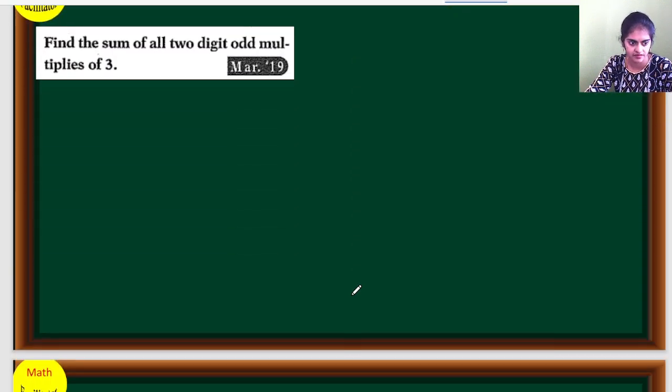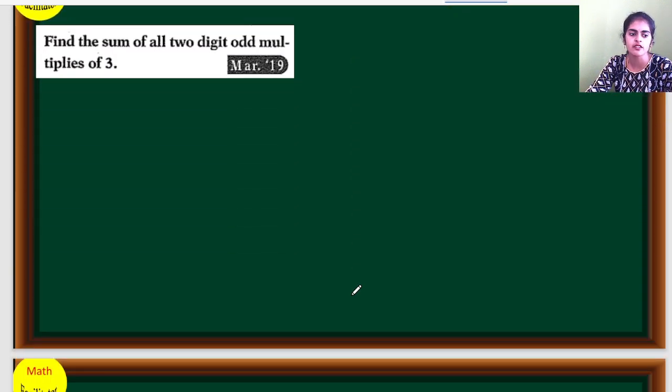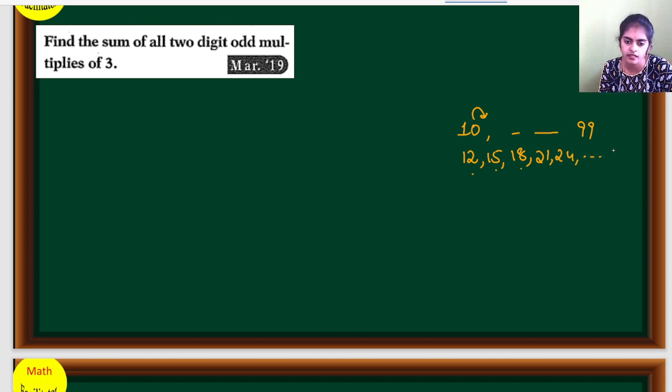Next question. Find the sum of all two-digit odd multiples of 3. Firstly, two-digit numbers start with 10 and end at 99. Two-digit multiples of 3: 10 is not a multiple, so after 10 you have 12. 12 is a multiple of 3, 15, 18, 21, 24, so on. Here you have 96, 99.